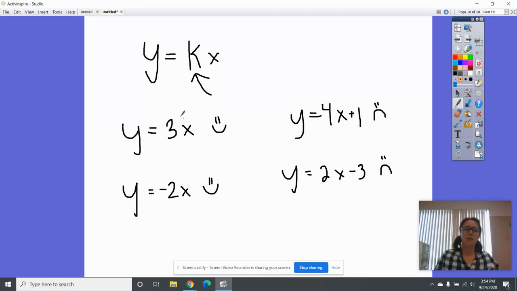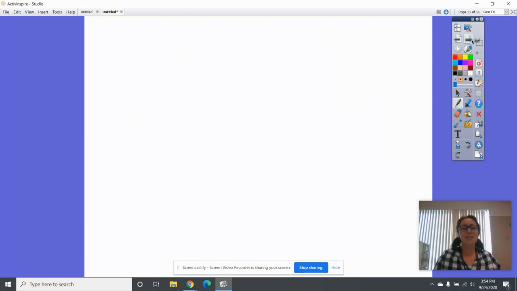It has to follow this kind of format. It could be a fraction, that's okay, like y equals 1/2 x. Totally fine. So that's equations. It has to follow this y equals kx, where k is the constant of proportionality. Our last one is tables.